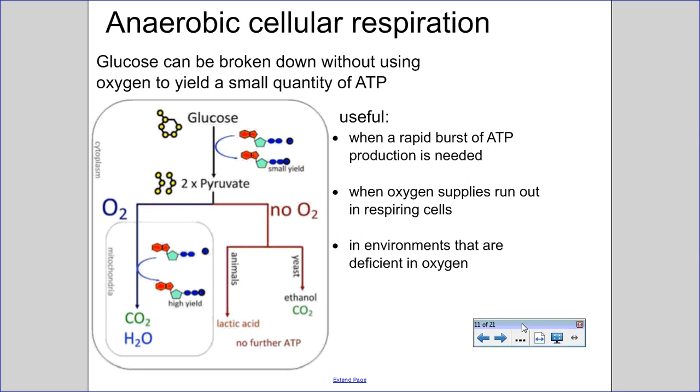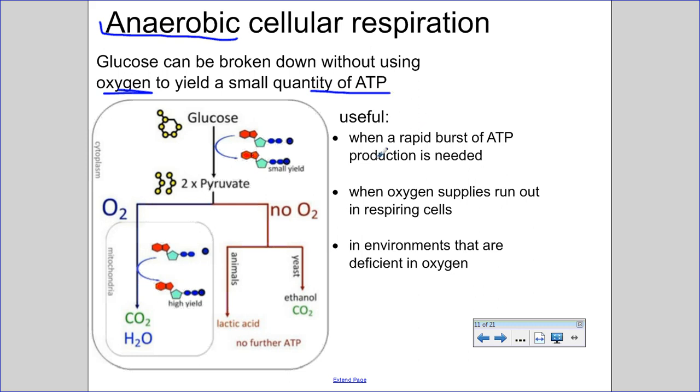Now, cellular respiration can occur without the presence of oxygen, and this is referred to as anaerobic cellular respiration. So glucose can be broken down without using oxygen to yield a small quantity of ATP. So in situations where a cell may be oxygen deficient or deprived of oxygen, that cell can continue cellular respiration for a short period of time.